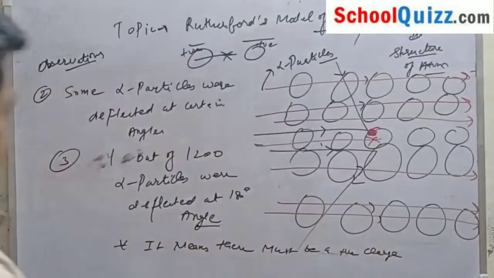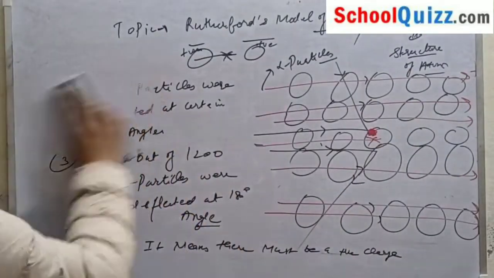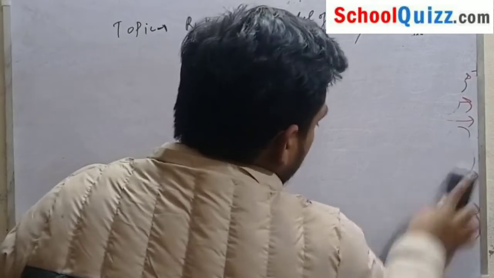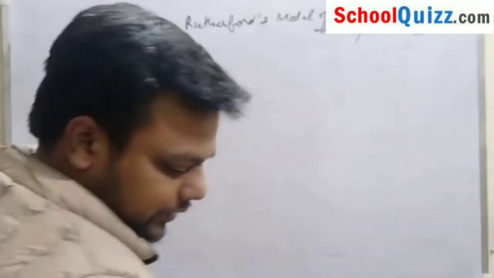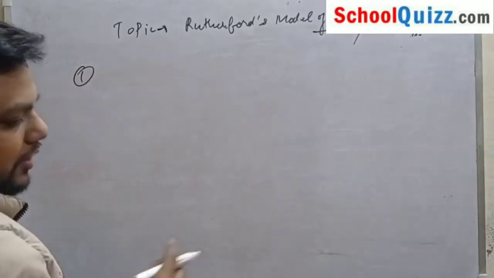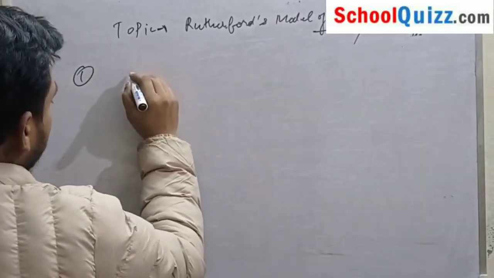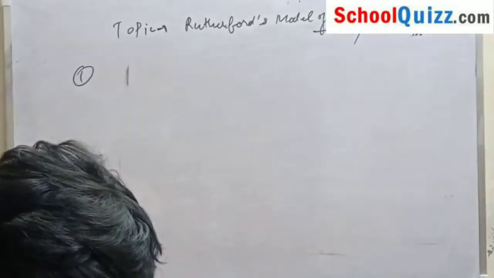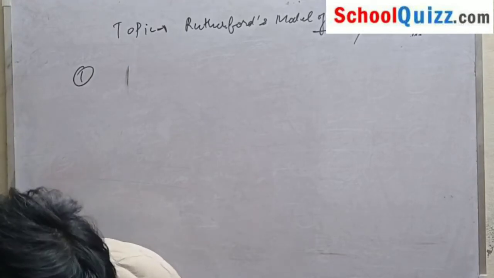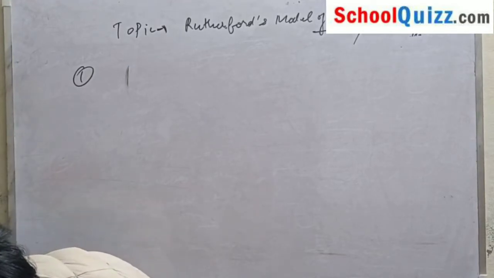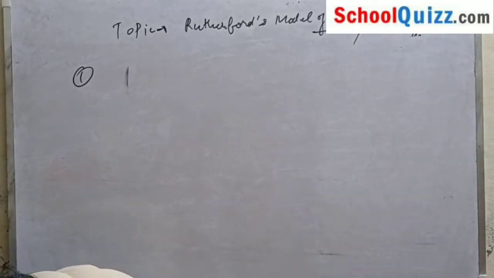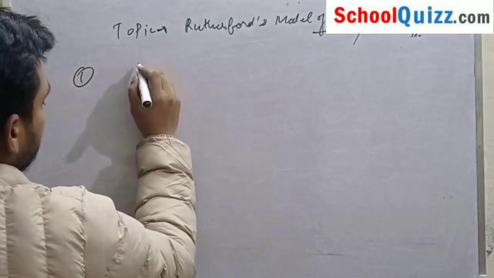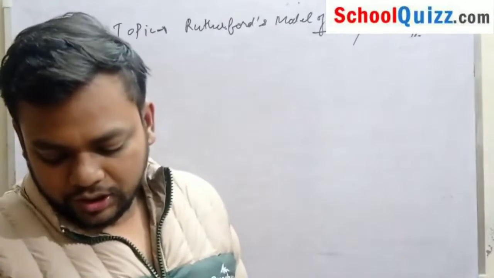Now we will draw conclusions of the experiment. What we conclude from that? First one is that most of the space inside the atom is empty. First of all, he discovered what? He discovered nucleus.